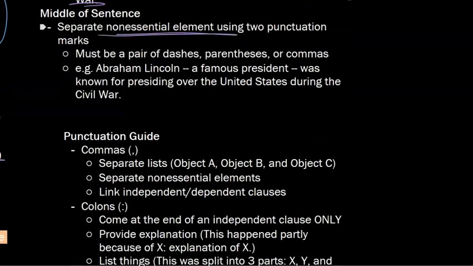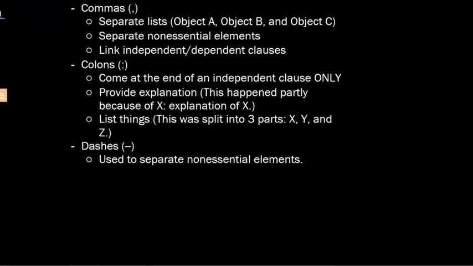If it's in the middle of a sentence, you separate your non-essential element using two punctuation marks. Again, it must be a pair of dashes, parentheses, or commas. I could make this parentheses, I could make this commas. They're only going to give you one option that's correct, so this must also match this. I cannot have a dash and then a comma. It just doesn't make sense. So: Abraham Lincoln, a famous president, was known for presiding over the United States during the Civil War.